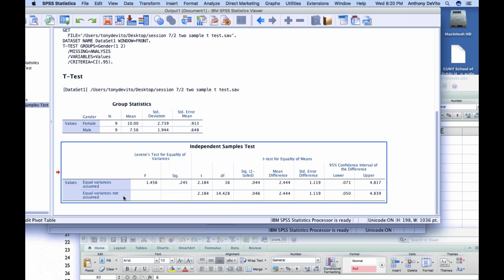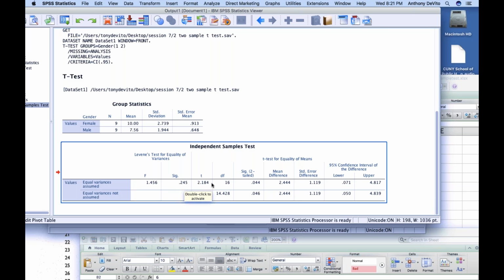Okay, so we're not assuming that they're equal. In this case, my significance is 0.245. I would be wrong 24% of the time if I rejected the idea that they're equal. So I'm going to stick with that. It's not less than a 5% chance, so I'm going to stick with that top line. That's exactly what we did ourselves.